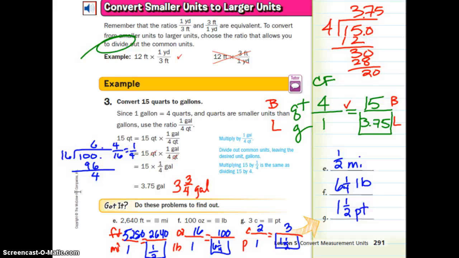The next one, number F, I actually had to do the division. 16 goes into 106 full times with a remainder of 4, and I thought, well, instead of working this as a decimal, I can just use that as a remainder. 4 over 16 is a fourth, and I know 1/4 is 0.25. So I could have written that as 6 1/4 pound or 6.25 pounds. And the last one, 2 cups is 1 pint, so 3 cups is 1.5 pints.